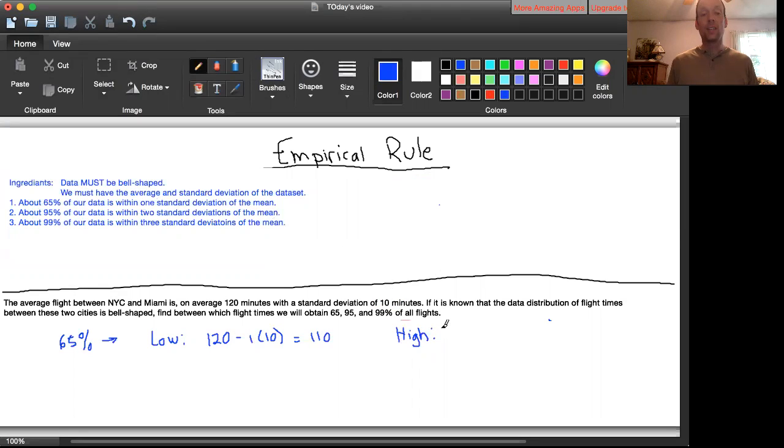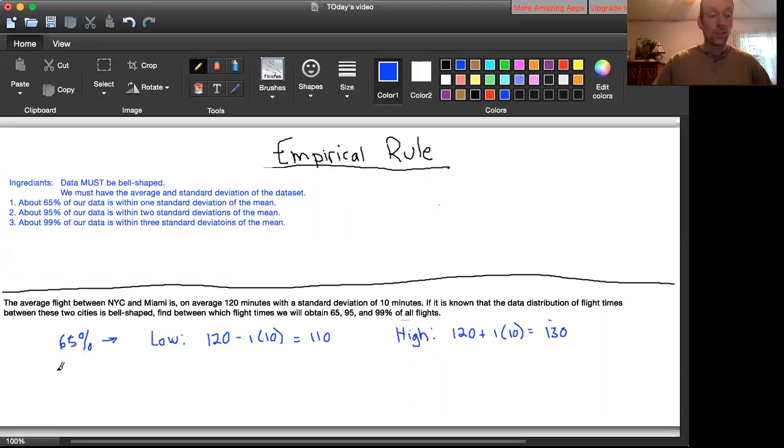To get the high side, the complement here, we're going to put in high, and we're going to do the same thing we did to get the low side, except we're going to use an addition sign this time. So we'll put in 120 plus 1 times 10, and that's going to give us 130. So now we know if you were to jump on a flight going from New York to Miami, there's a 65% chance that your flight is going to last between 110 and 130 minutes.